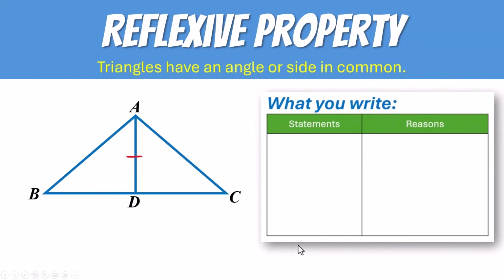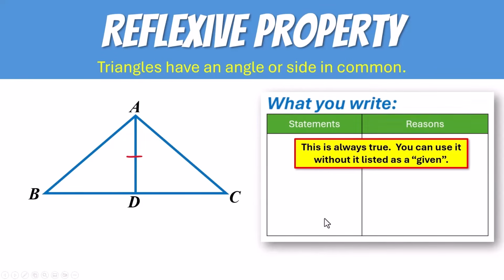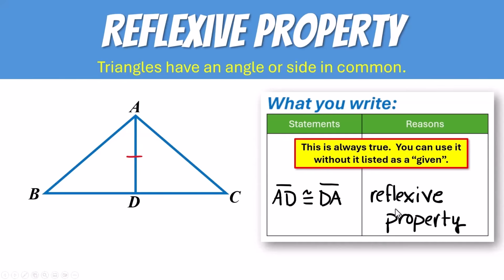But when you get to the actual proof and you have to write it down, you need to know that this is always true. This is like a definition. They don't have to tell you in the given information that there is a shared side. They might, but they don't have to, and you can still use it. So you just go ahead and go for it. Segment AD is congruent to segment DA, and the reason is reflexive property.